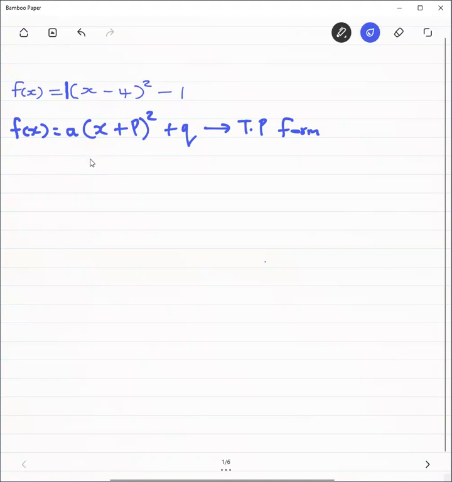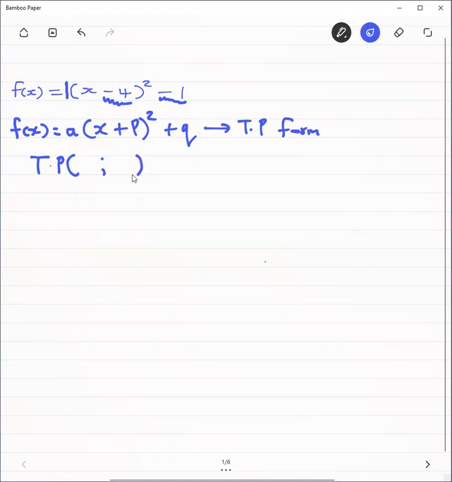Perfect. Now, guys, this is how you're going to get your turning point. The turning point is easy if it's in the turning point form. This value here and this value here give you the coordinates of the turning point, this inside value being the x coordinate, the outside being the y coordinate.